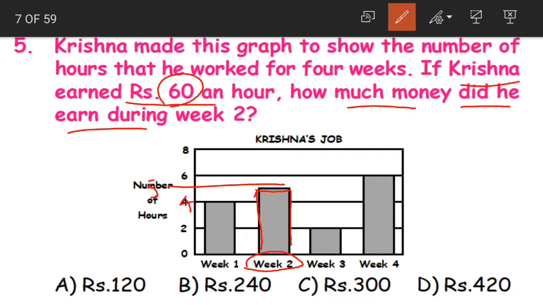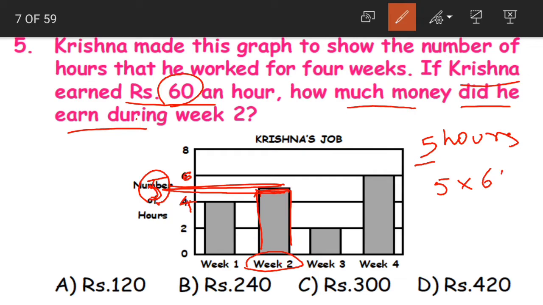See here we have 4 and we have 6. The bar graph here is in the middle. What comes in between 4 and 6? 5. So Krishna worked for 5 hours in week 2. And what is the payment here? He earns 60 rupees per hour. So how much will he get for 5 hours?